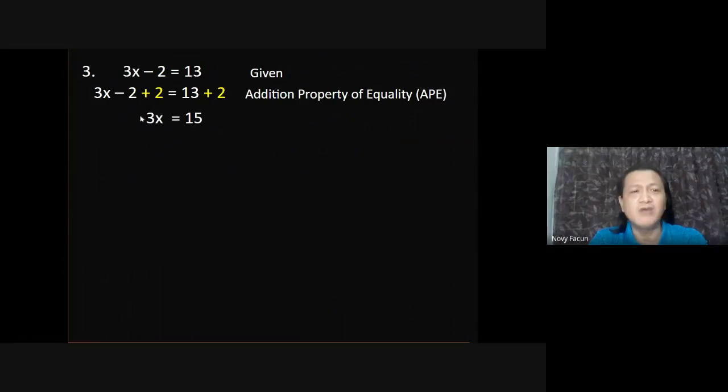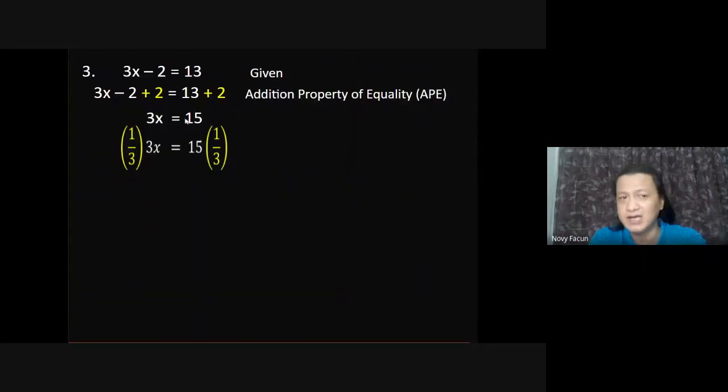And that is now 3x equals 15, kasi 13 plus 2, 15 to. Ito, na-cancel na yung negative 2 tsaka 2. Kaya 3x na lang. And then, kapag nakuha mo na, using the multiplication property, multiply mo yung 3x tsaka yung 15 both sides by the multiplicative inverse of 3, which is 1/3. Yun yung reciprocal niya. Kaya cancel out si 1/3 tsaka 3, 1 na yan, times x, x na lang yon.